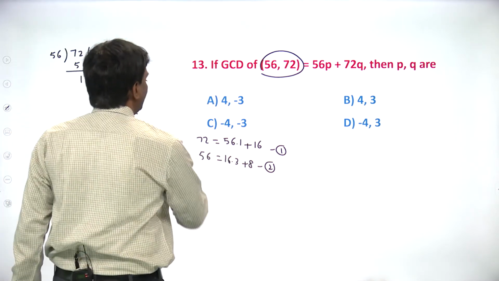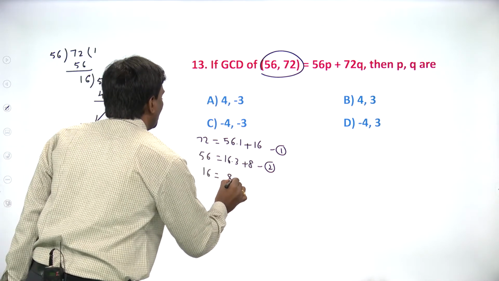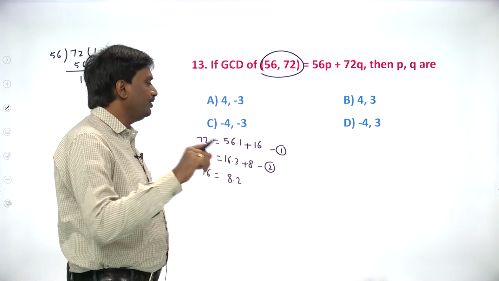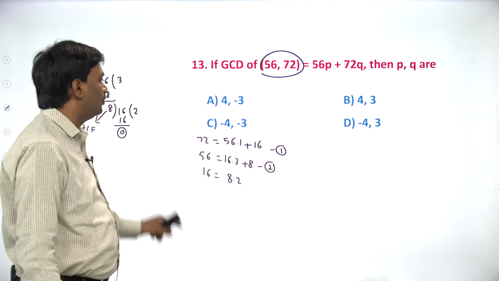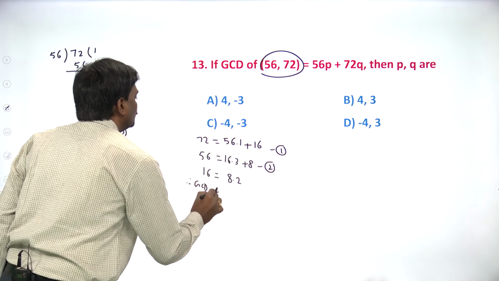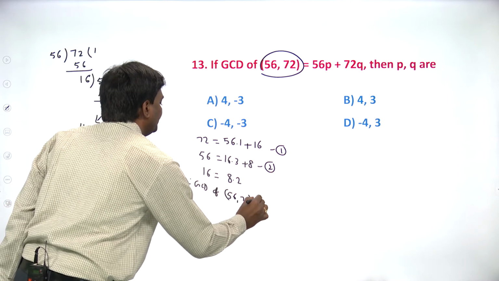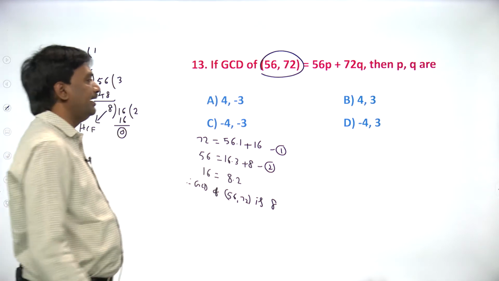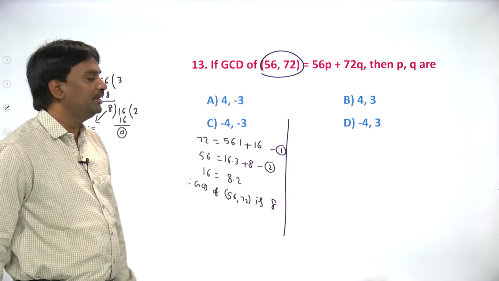Now, from this we can write 16 equal to 8 into 2 plus 0. So, 16 equal to 8 into 2. Therefore, the GCD or HCF of 56 comma 72 is 8. Now, we have to express this 8 as 56 into P plus 72 into Q.